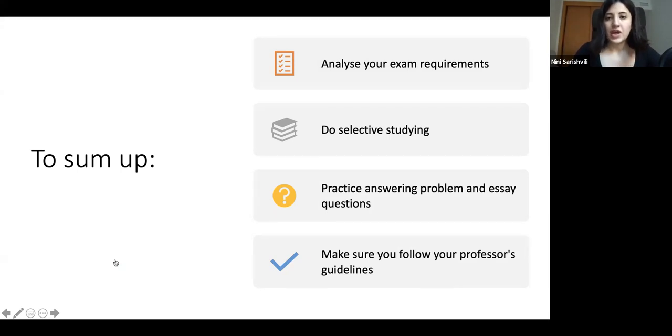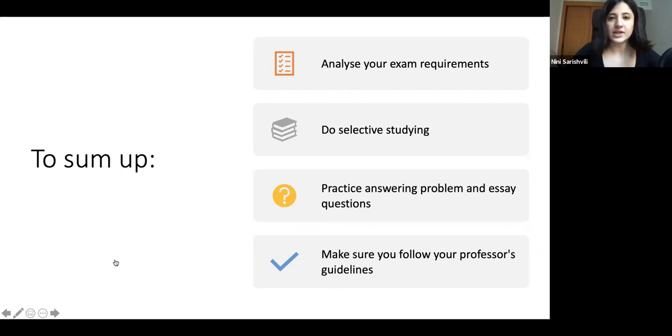To sum up, there are four main things that you need to know. You need to analyze your exam requirements, and you have to adjust your study plan according to what you're required to do on your exam. It is not required for you to know absolutely every case and every principle, everything you covered on the course. On the contrary, your study plan has to be adjusted to exactly what the exam requires, focused on certain topics that you understand the most and that you will be required to answer on your exam. This is the only way to get a high grade.